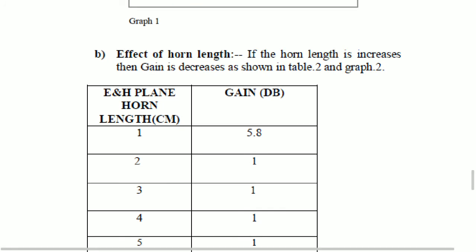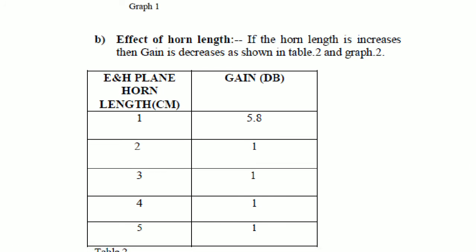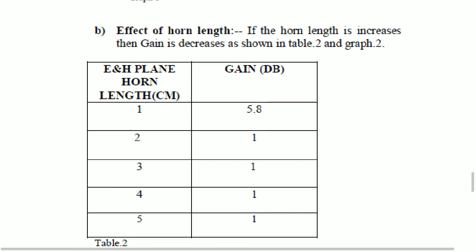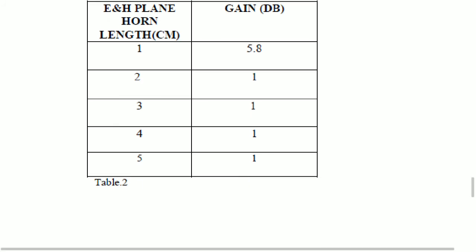This is another table, for the effect of horn length. If the horn length increases, then the gain decreases. We can see the E and H plane horn length given in centimeters, and the second column is the gain in decibels. For 1 centimeter of horn length, the gain is 5.8, but as we increase the length, there is a decrease in gain. For 5 centimeter, the gain will be 1, and for 1 centimeter, the gain will be 5.8. We can see it from this graph.